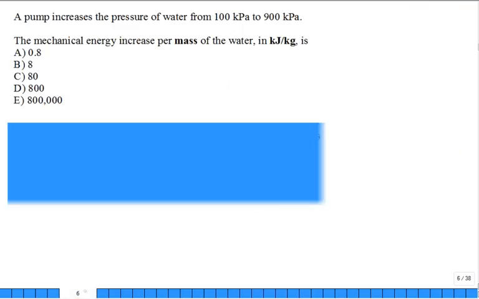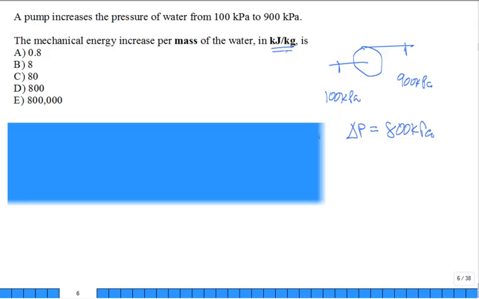A pump increases the pressure of water. So here's the pump. The pressure of water comes in at 100 kilopascal. Is that a good unit for pressure of water? Goes out at 900 kilopascal. Okay. Somebody says, what is the increase in pressure across the pump? 800 kilopascal. Right? Okay. The next question is what is the mechanical energy increase per unit of mass of the water? Express the answer in kilojoules per kilogram.